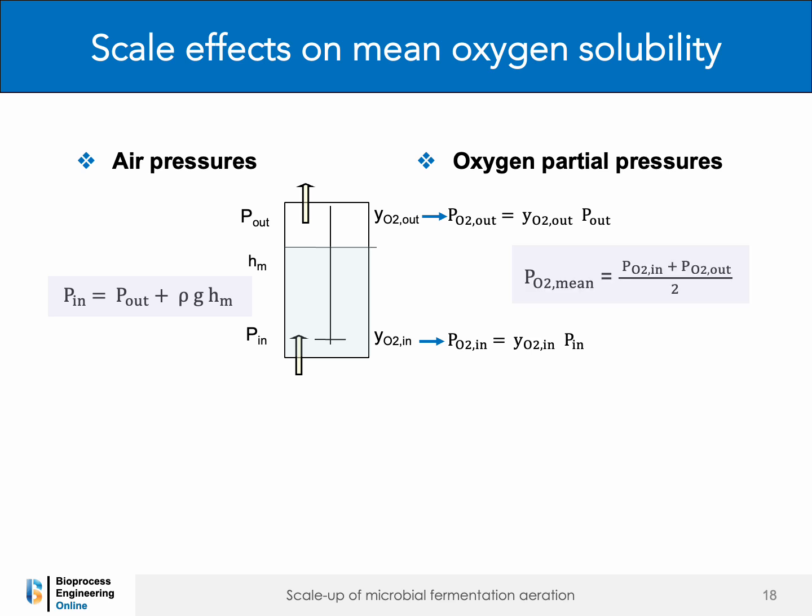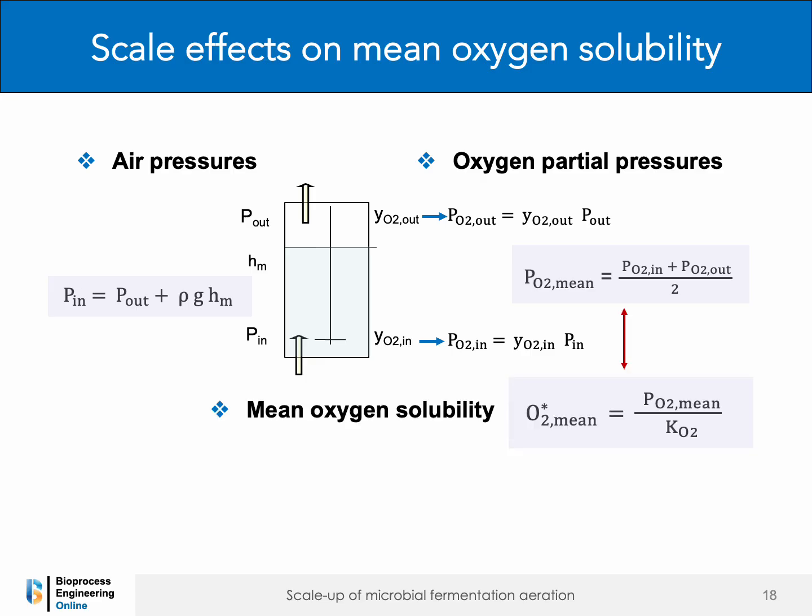The mean oxygen partial pressure in the bioreactor, PO2 mean, is calculated as the arithmetic average between the inlet and outlet oxygen partial pressures, and the mean oxygen solubility, O2 star mean, in gram per liter in the fermenter medium is calculated as the mean oxygen partial pressure divided by the Henry solubility constant KO2. Consequently, the mean oxygen solubility is scale-dependent, reflecting both the increase in hydrostatic pressure at the bottom of large fermenters and the decrease in oxygen molar fraction in the outlet gas.